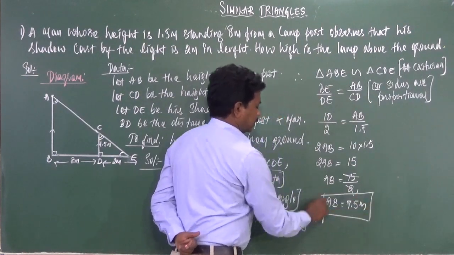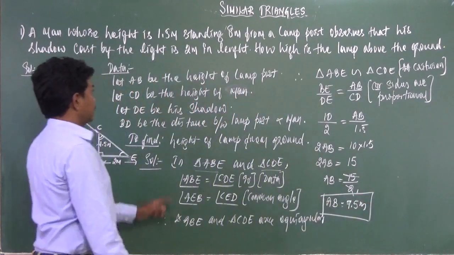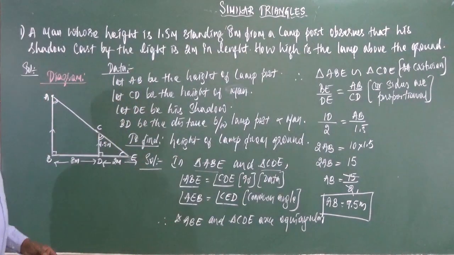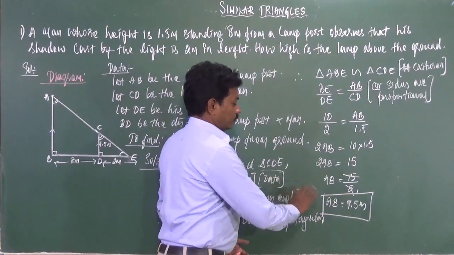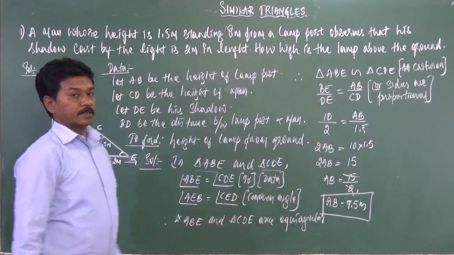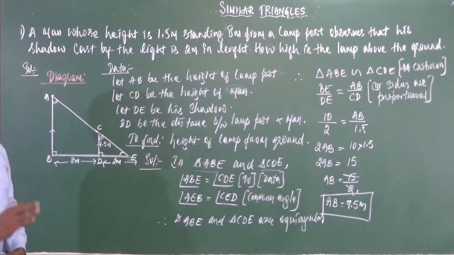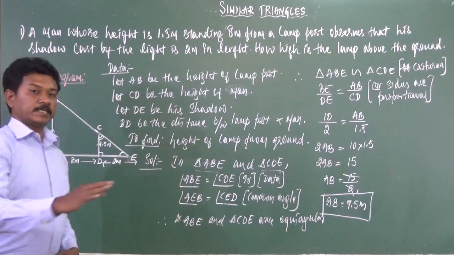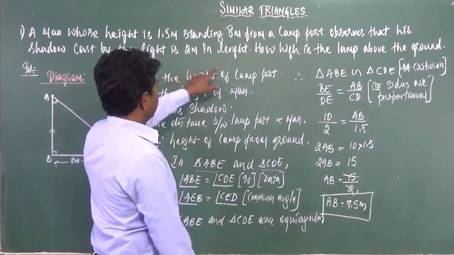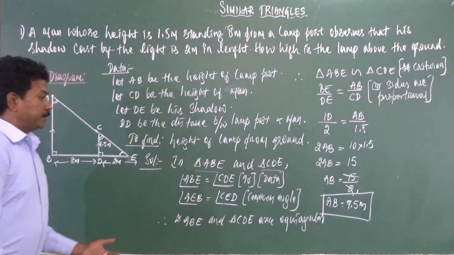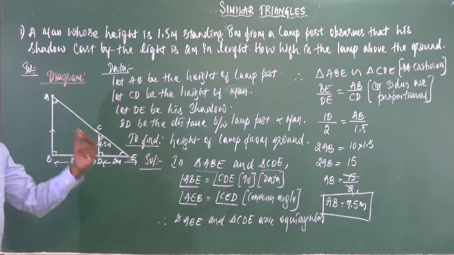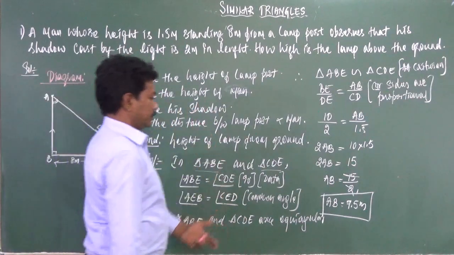As all the data parameters are in meters, the answer should also be in meters. So therefore we have to conclude the problem. Please remember this, always conclude an application problem with a statement. He has asked how high the lamp is above the ground. So the lamp is 7.5 meters high above the ground.